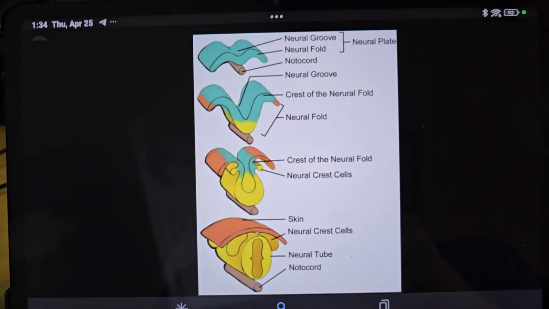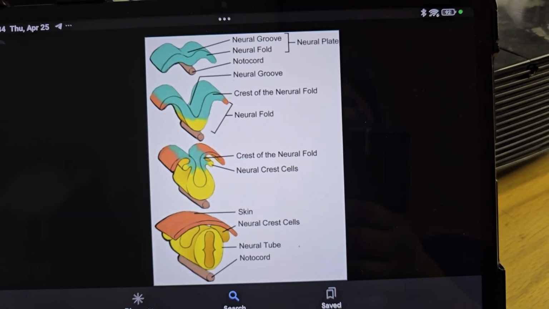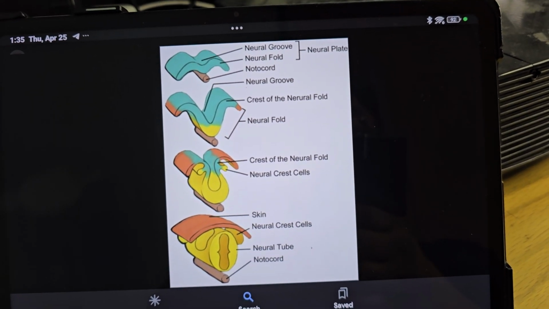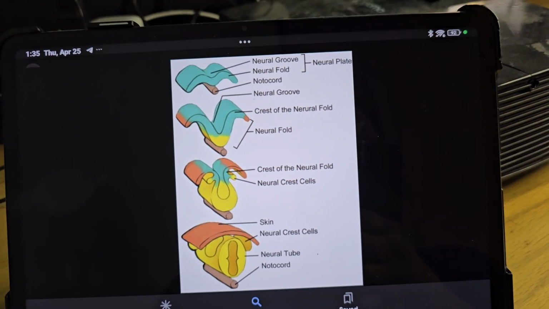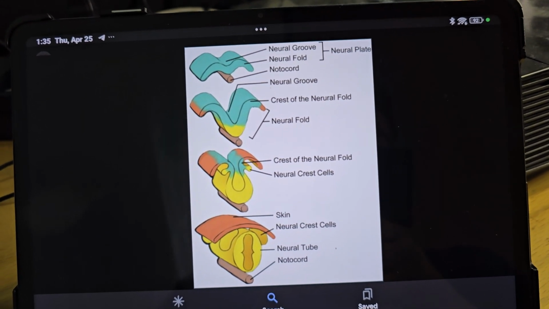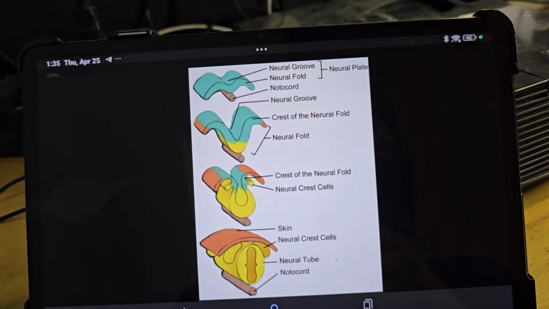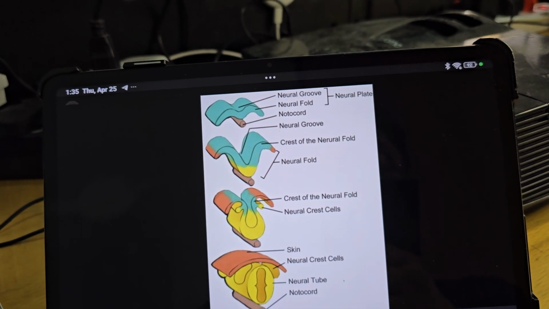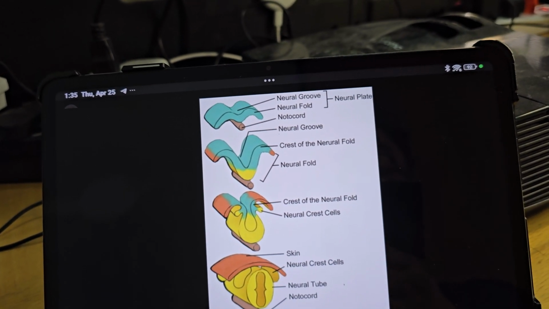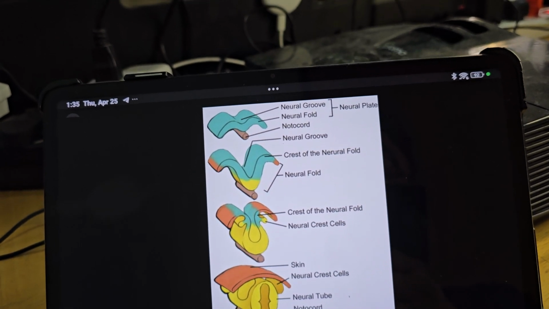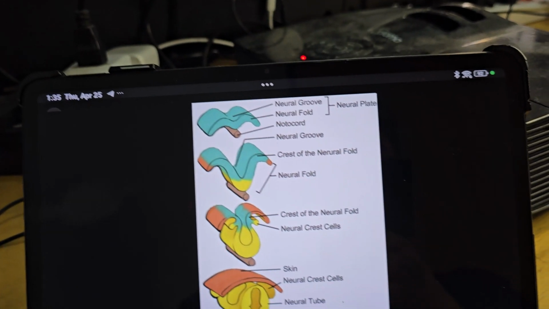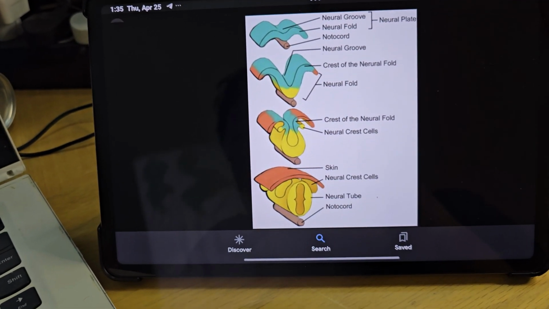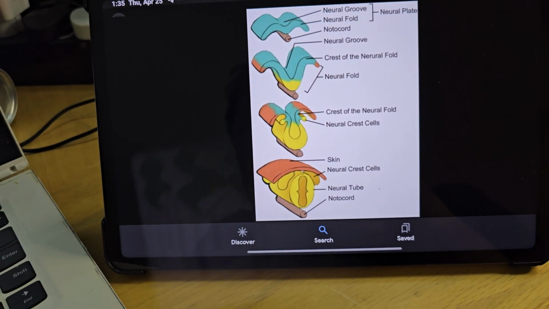Simultaneously the crest of the neural fold has matured, and you can appreciate the neural fold here, and this notochord. Then the crest of the neural fold turns, and the neural crest cells migrate laterally, and you can appreciate here how the skin forms and the neural crest cells form, and the neural tube can develop with the notochord behind it.